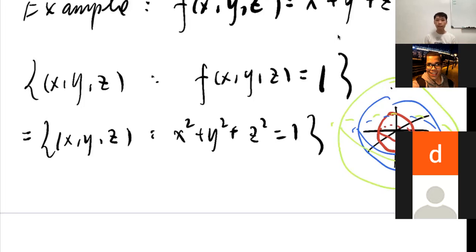All right. And then if you can imagine, the graph of this f is basically gluing all these surfaces together in R4. I don't know how it looks, but basically you glue all these spheres together and then it becomes the graph of f. And any questions so far?